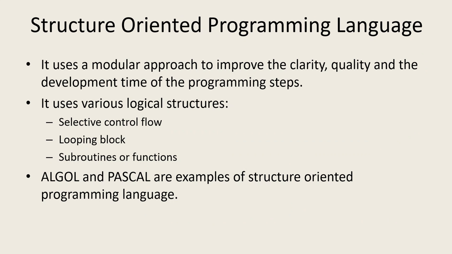So selective control flow, in the sense you can use if, if else and switch case, and looping blocks like for, while and do while. These loops can be used, as well as you can use functions, or you can call them subroutines. Some examples of structured oriented programming languages: ALGOL, that is algorithmic language, and Pascal. Pascal is the name of the scientist, so the name itself is given to the language. These are examples of structured oriented programming language.